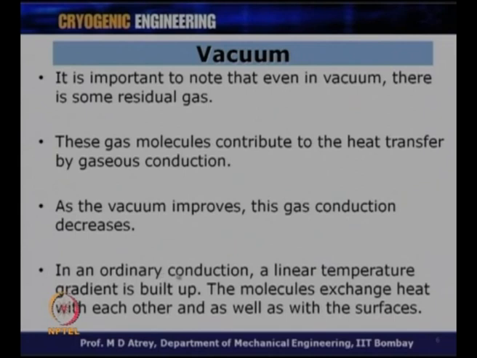Now, in ordinary conduction, when we are talking about general conduction, a linear temperature gradient is built up. We know that if one surface is at T1, the other surface is at T2, and I have some medium having a constant conductivity K, then we will have a linear temperature gradient across the two surfaces. The molecules, when we have gas between the two surfaces, exchange heat with each other as well as with the surface.